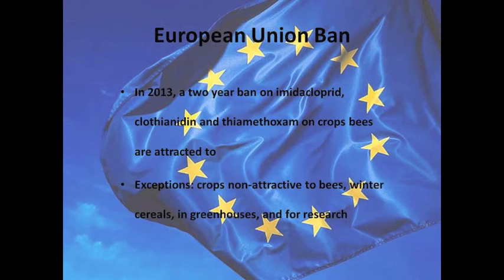In 2013, the European Union voted in a temporary 2-year restriction on neonicotinoid insecticides. The ban restricts the use of imidacloprid, clethianidin, and thiamethoxam on crops that attract bees. Not included are crops non-attractive to bees, winter cereals, or greenhouses, as well as a ban on their sale to amateur growers. The sale of seeds already treated with any of the neonicotinoids is prohibited, with the exception of research purposes. Many retailers have already removed neonicotinoid pesticides from their shelves.